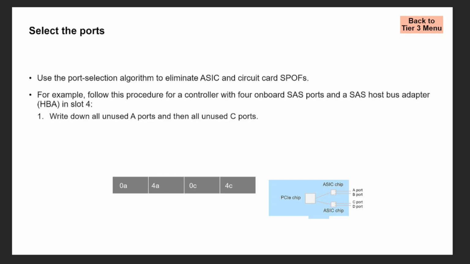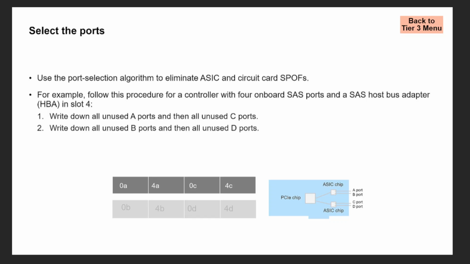If a port is being used, do not use the port in the algorithm. This note is important when adding shelf stacks to a storage system that is already in production use. Write down all unused B ports and then all unused D ports. These ports create the return path between a shelf or shelf stack and the storage controller.